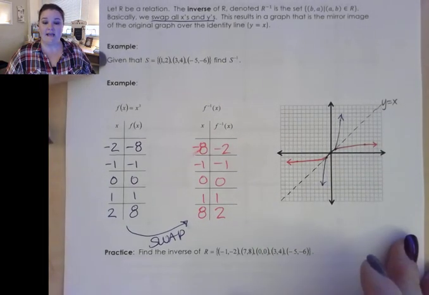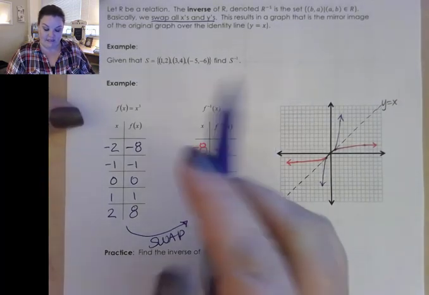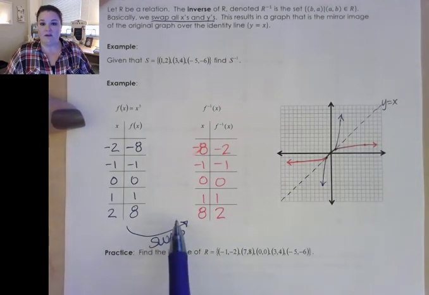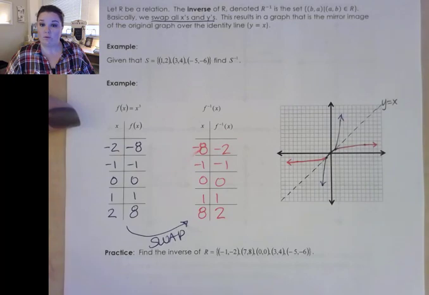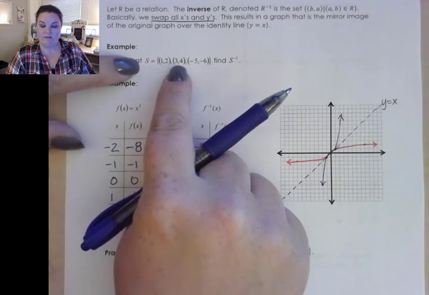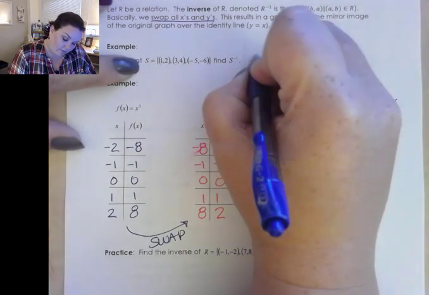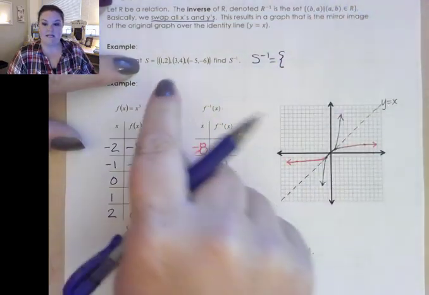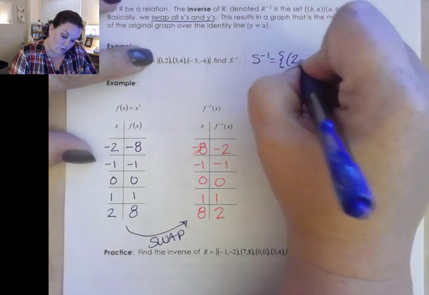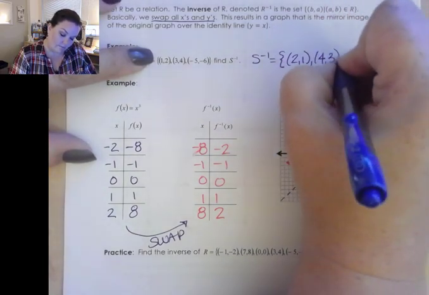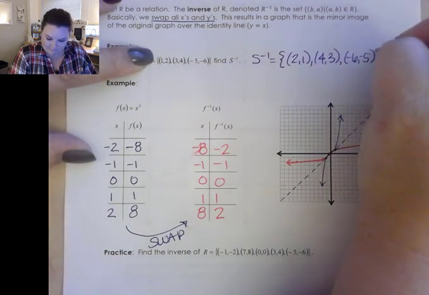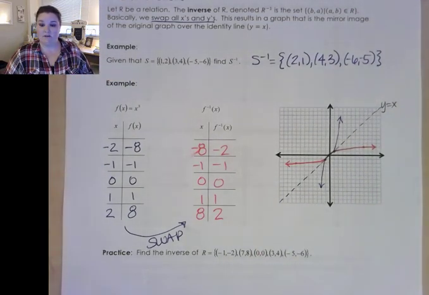Now, if we are given a relation, just a set of ordered pairs like this example, and we're asked to find its inverse, all we do is the same thing, right? We just swap all of our ordered pairs, all of our x's and our y's. So given that S is the set (1, 2), (3, 4), (-5, -6), if I want to find S inverse, it would just be the set of all the same ordered pairs, but with the x's and y's swapped. So it would be (2, 1), (4, 3), (-6, -5) for our inverse relation, okay?